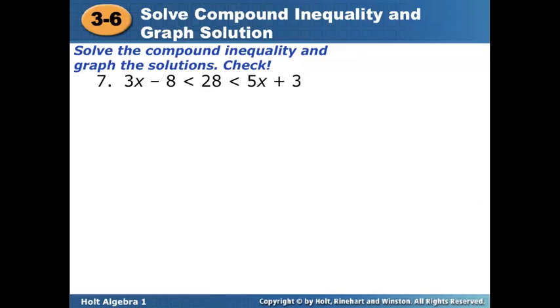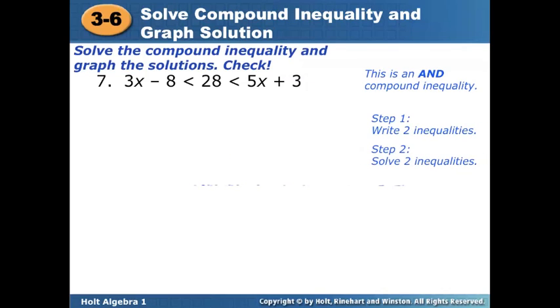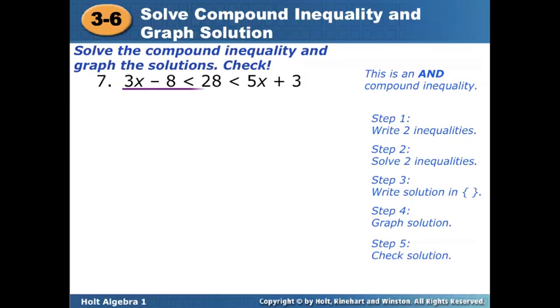Example number 7. Pause the video at this time to try this problem on your own. Let's check your answers to see how you did. We have 3x minus 8 is less than 28, which is less than 5x plus 3. You should have noticed this is an AND compound inequality. Our first step is to write the 2 inequalities. We have 3x minus 8 is less than 28, and 28 is less than 5x plus 3.